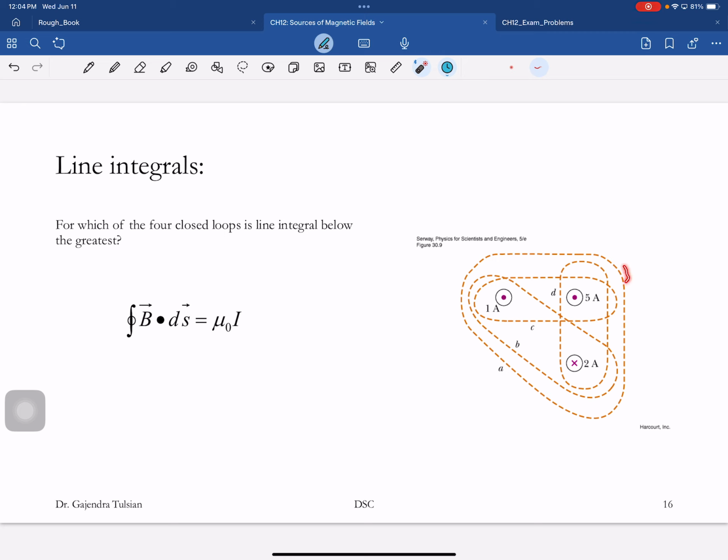All right, so we're always going to go around counterclockwise. This will be positive, this will be negative. If you did this line integral along this loop, going counterclockwise, the total current is 4 amps. The value of that integral would be mu naught times 4 amps. Along this loop, the total current is minus 1 amp, so the line integral would be mu naught times minus 1 amp.